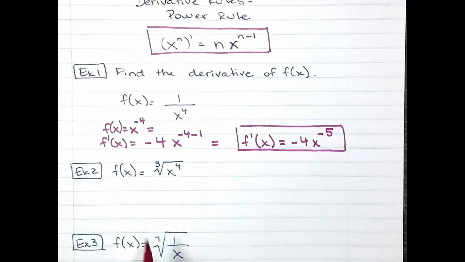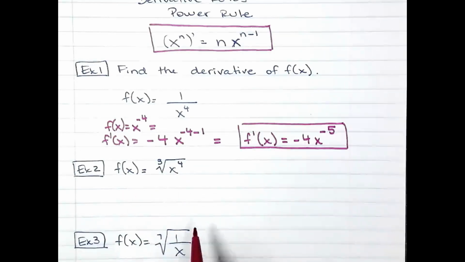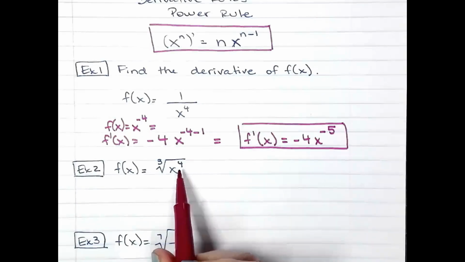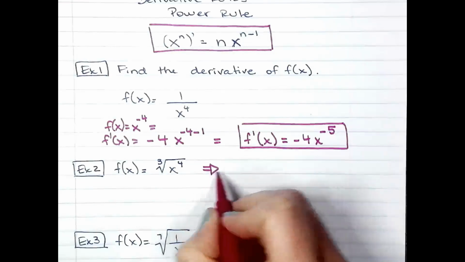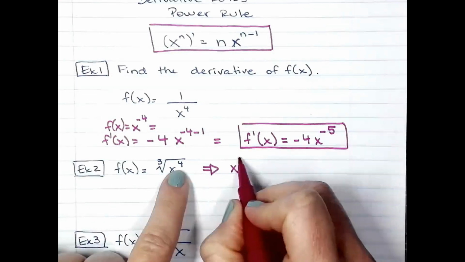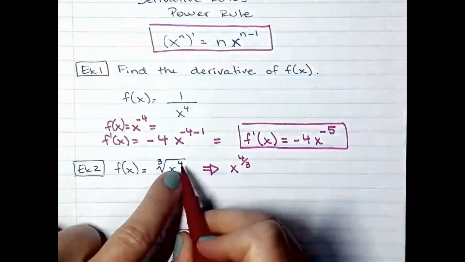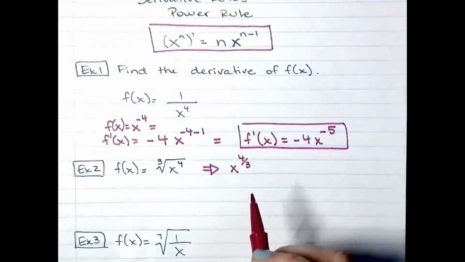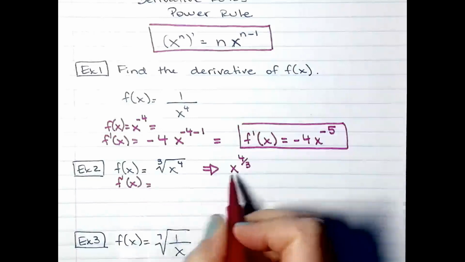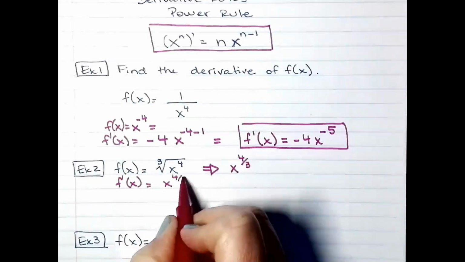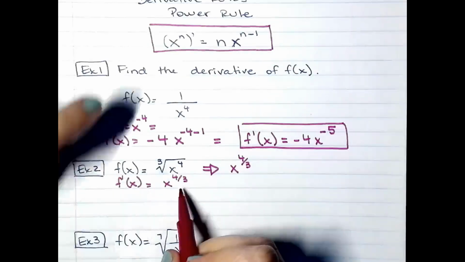Just that. Same thing for the second example. I'm going to rewrite, take out of the root. So I'm going to rewrite that as a rational exponent. So when I rewrite this, I have x to the power of 4 over 3. So the index is the denominator and the exponent is the numerator. So I will find the derivative, or f prime of x, of that function, x to the power of 4 over 3, or 4/3.